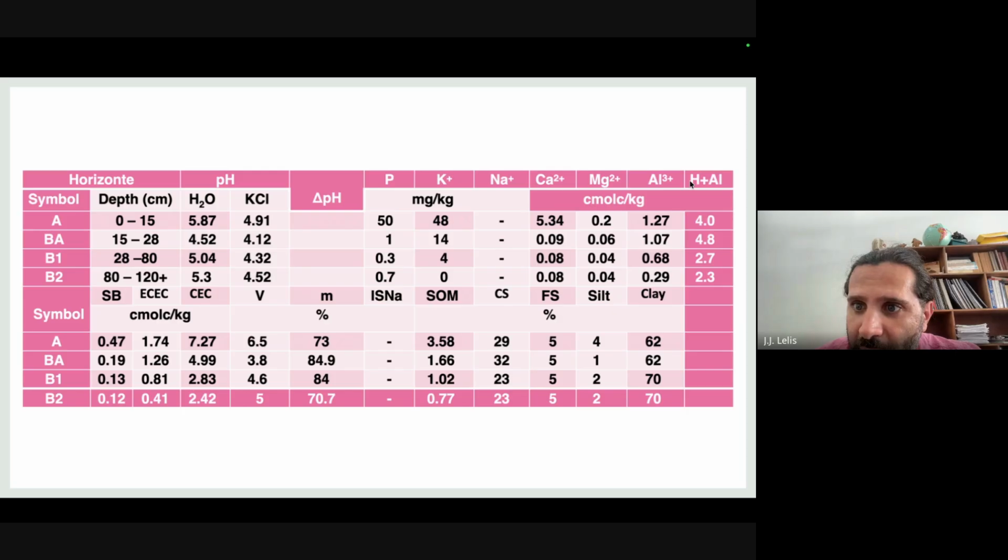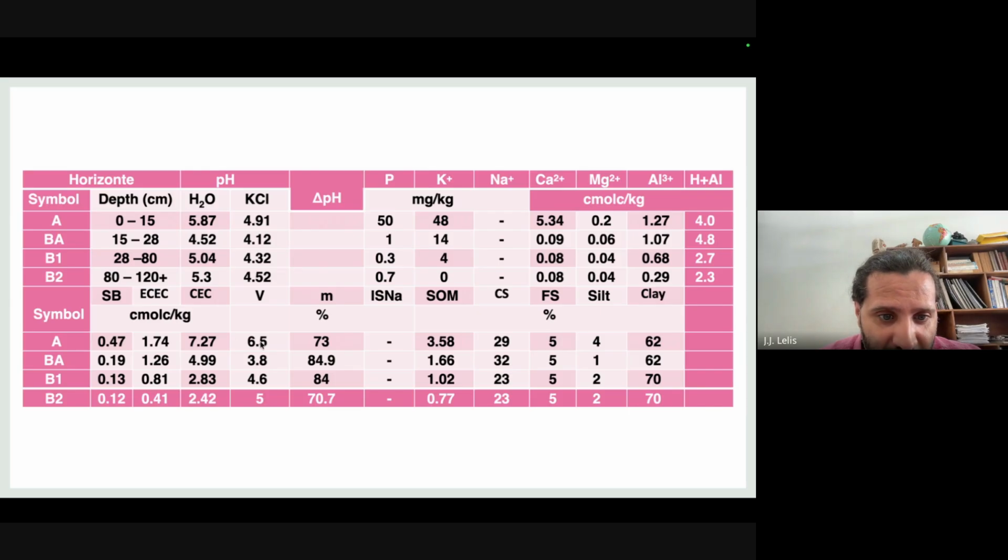The hydrogen plus aluminum is quite high, also indicating an intense acidification of the soil, so an intense chemical weathering and leaching. When we check the sum of bases, it is quite low. When we check the equivalent CEC, it is basically low. When we calculate the base saturation, it's also quite low for all horizons. It's below 50%, so it indicates a very low base saturation.